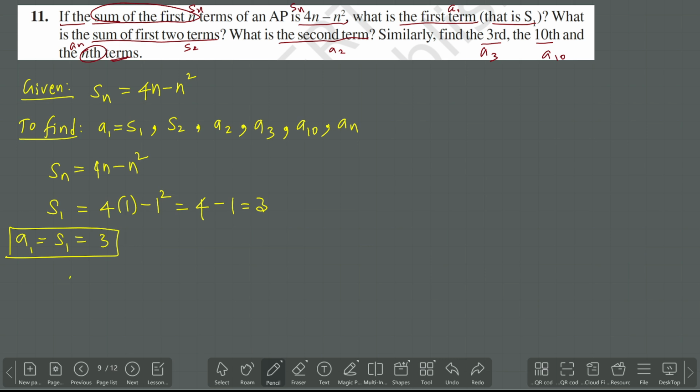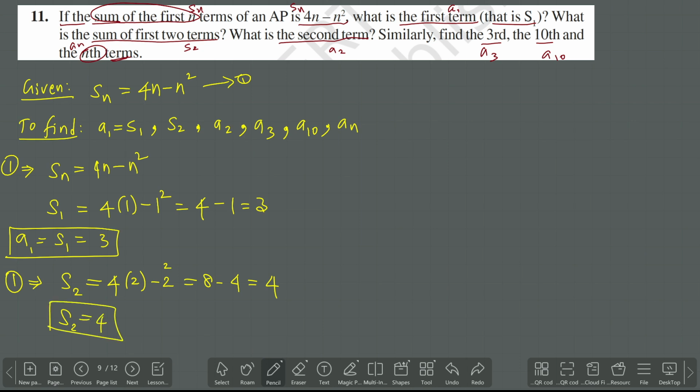Next, what did they ask? S2. Then here, n equals 2. Instead of n, I am going to substitute 2. N value 2 means 4 into 2 minus 2 square. 4 twos are 8, 2 square is 4. Then what am I getting? S2 is 4.